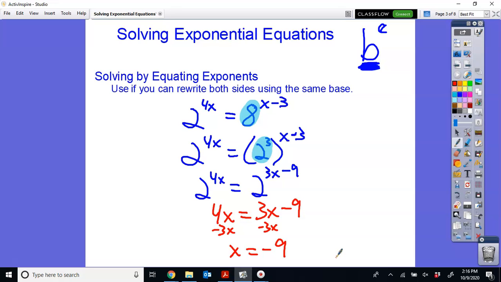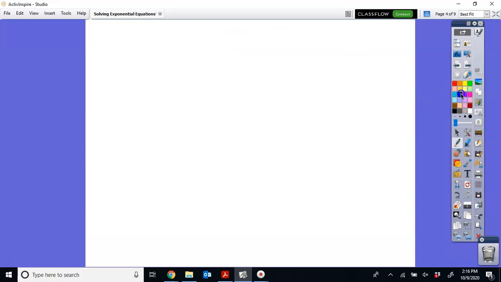But the key thing here is that I can take this and rewrite it as the same base. And then because they have the same base, they have the same exponent. So let's do that again. Let's say I have, I don't want to use 4 again. Let's say we use 9 to the 2x power equals 81 to the x minus 7 power. Again, just making them up. All right, so here we go. So we got 9 to the 2x.